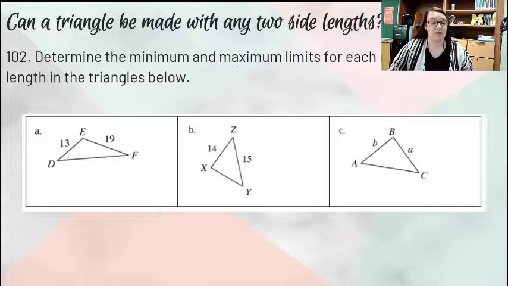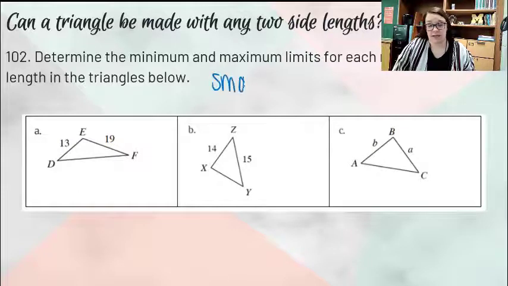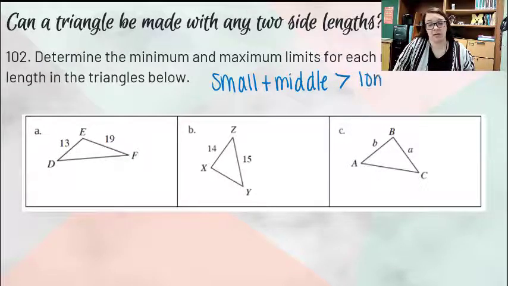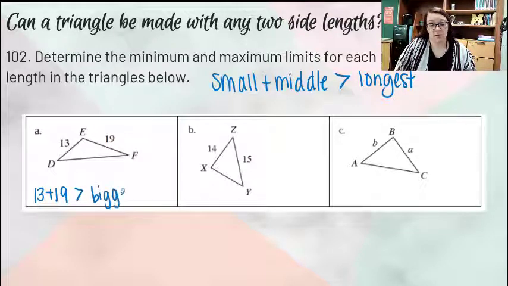So it says determine the minimum and maximum limits for each missing side in the triangles below. Let's see how this goes. The rule is that the small side plus the middle side have to be bigger than the longest side. That's the rule. So let's see, 3, 19, and something. Let's say 3 and 19 are the two smaller sides. Then 3 plus 19 have to be bigger than the biggest side.